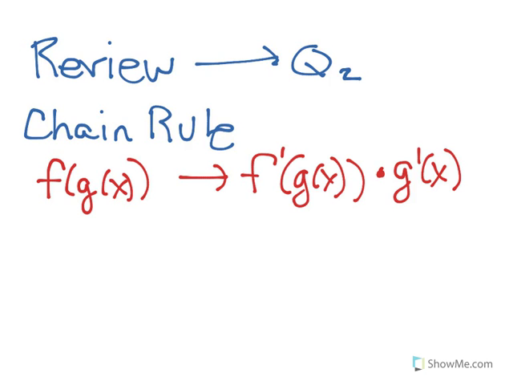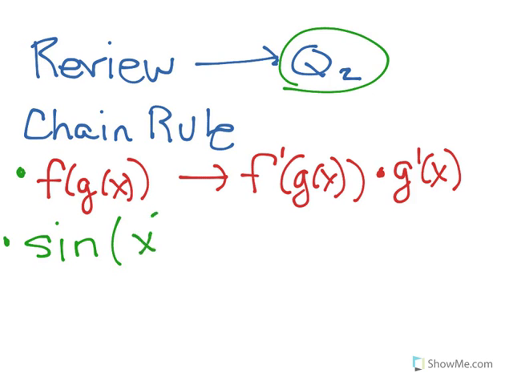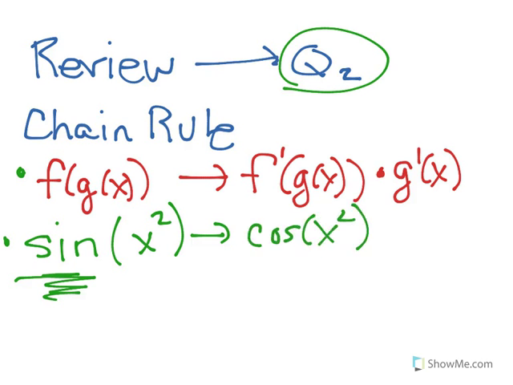So I personally don't think the way this rule is written helps us out. By the way, this is question 2. Please write down this rule and the example. The derivative of the sine of x squared is the derivative of the outside, the derivative of sine, which is cosine of x squared, times the derivative of the inside, which is 2x. Okay. So this is question 1 and 2.